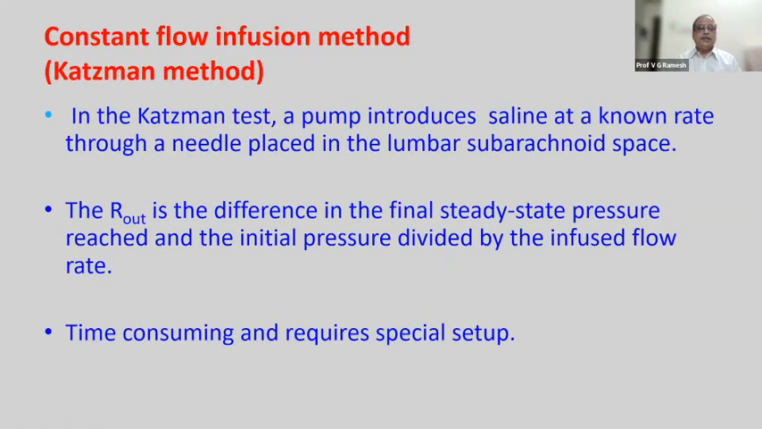In Katzman's method, the pump introduces saline at a constant rate through the needle placed in the lumbar subarachnoid space, till a steady state is achieved. So R-out is the difference between the final steady state pressure reached and the initial pressure, divided by the infusion rate. But it takes quite some time, nearly a few hours, to reach the steady state, and requires a special laboratory setup. So it is mainly used as a lab investigative method, and not widely used in the clinical setting.